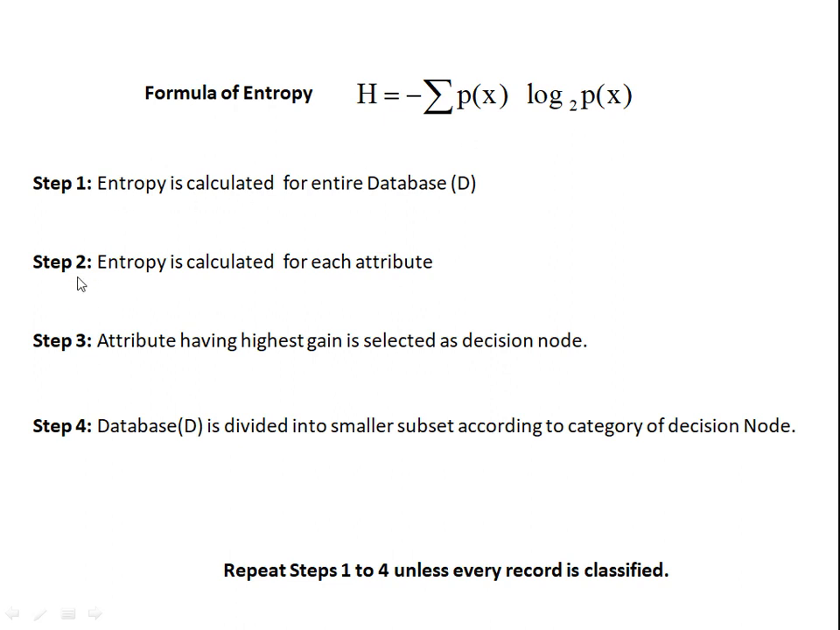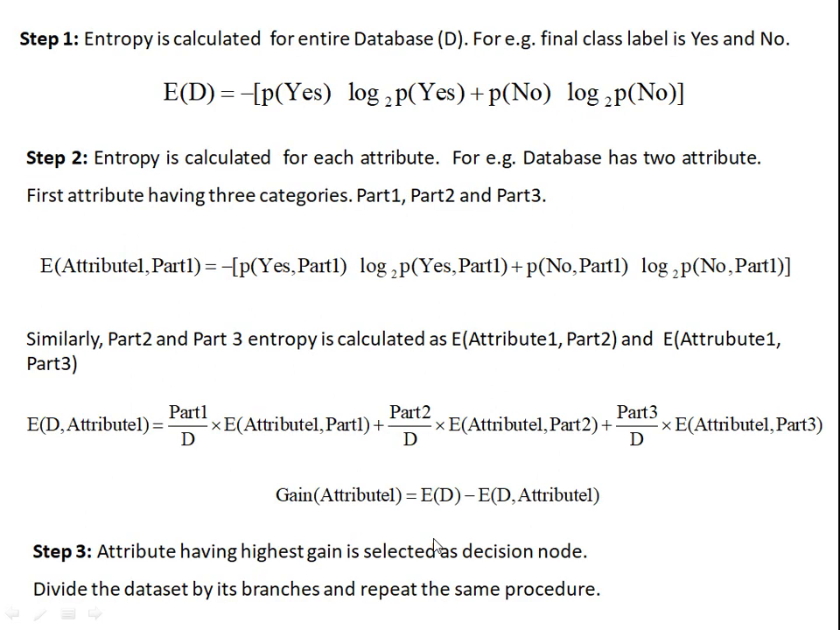4 steps are there in the construction of decision tree. Step 1. Entropy is calculated for entire database. Step 2. Entropy is calculated for each attribute. Step 3. Attribute having the highest gain is selected as a decision node. So it is nothing but the difference between the entropy of entire database and of that particular attribute. The attribute having the highest gain is selected as a predictor node or the best node. Step 4. Database D is divided into smaller subset according to category of decision node. Repeat step 1 to 4 unless every record is classified.